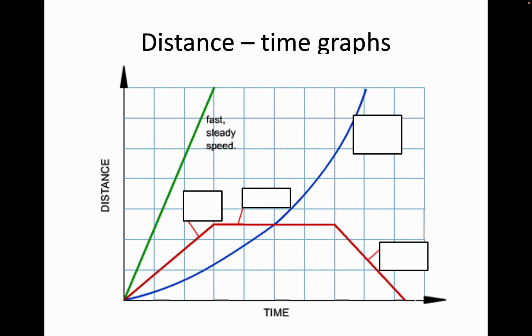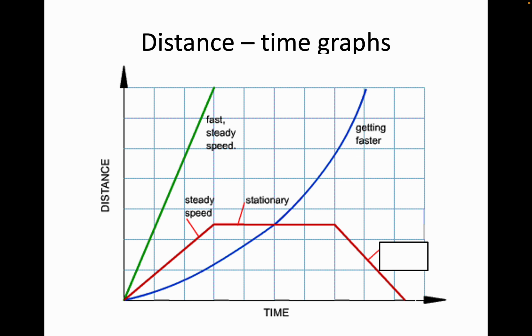Okay, so fast, steady speed is the green one, steady speed is the red one, stationary is horizontal line, and getting faster is an increasing gradient. Okay, if the gradient was decreasing, it would be getting slower. Okay, and finally, returning to the starting point means goes back to distance equals 0. Okay, so this is basically the first motion graph you have to do.